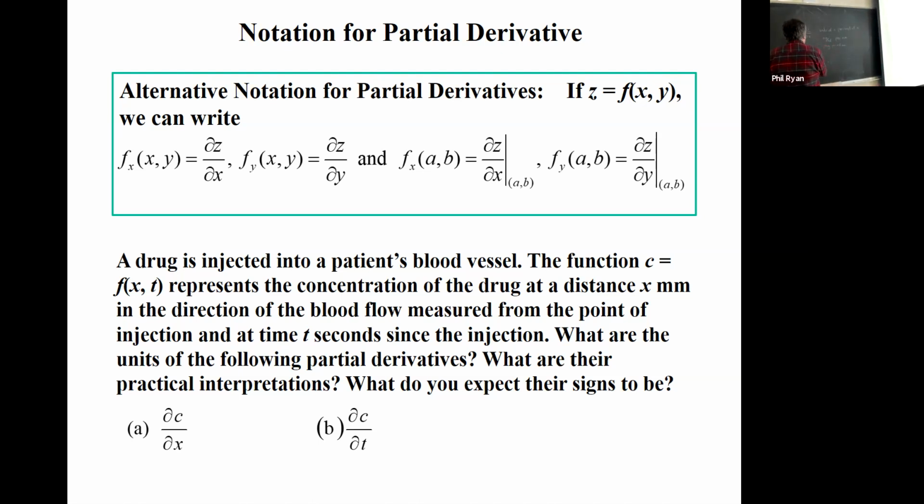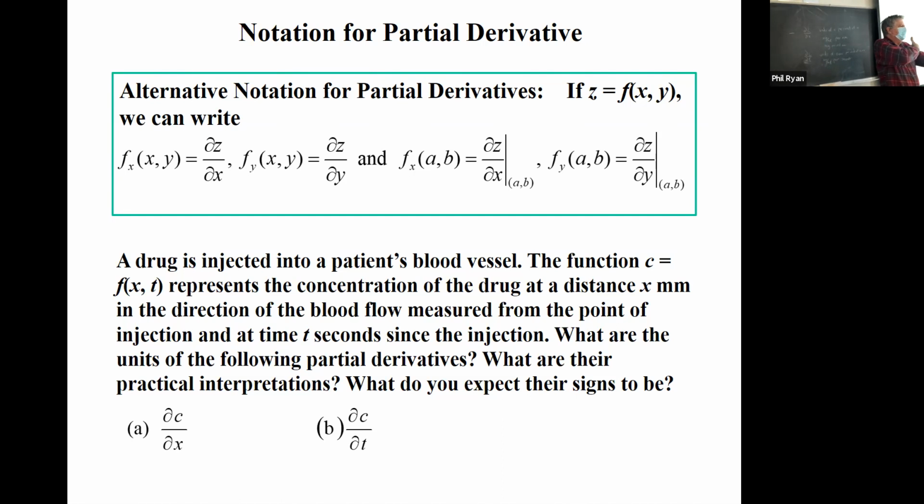Next we have dc dt. Again, that's units of concentration per unit of time. So it's milligrams per milliliter per second, since time is seconds. Okay, that's good enough. What does it mean? It's telling us how the concentration is changing over time.